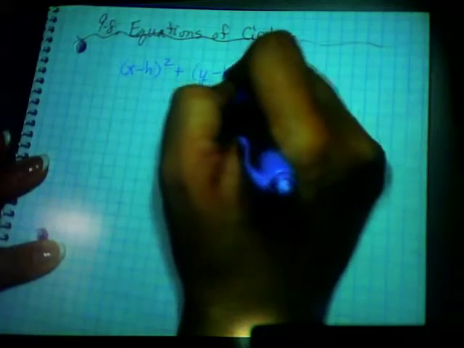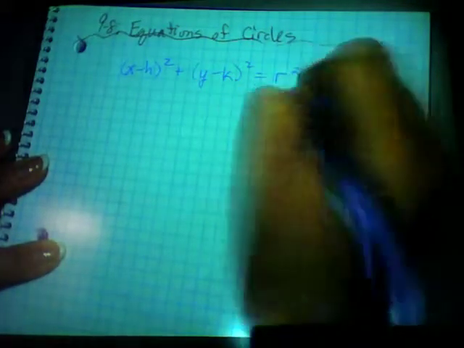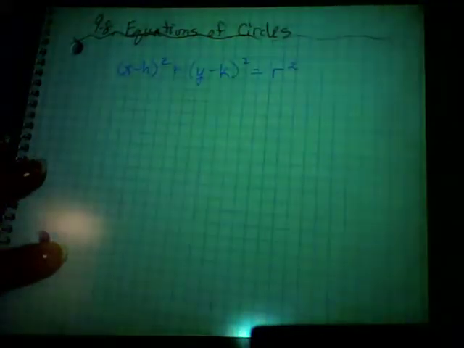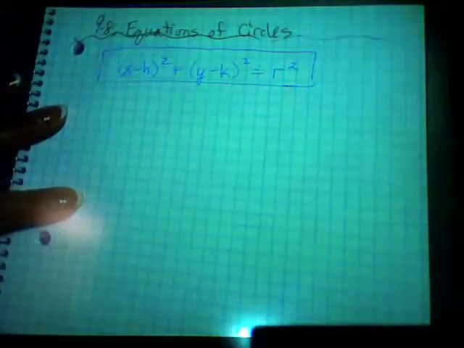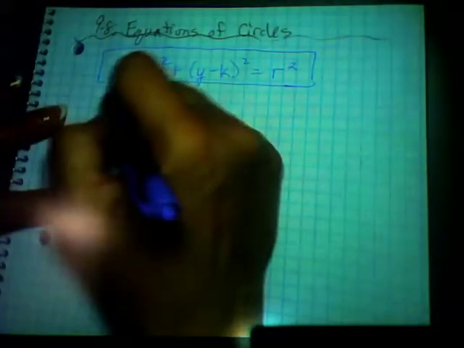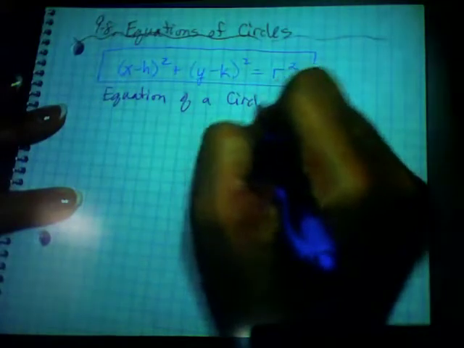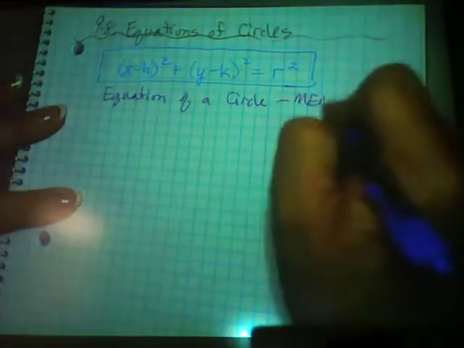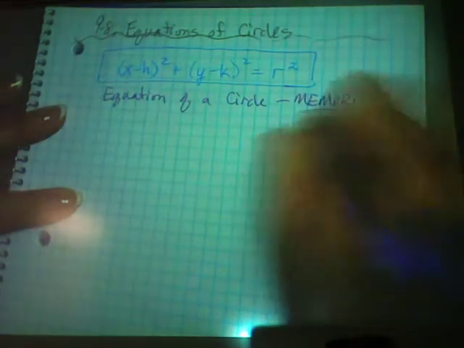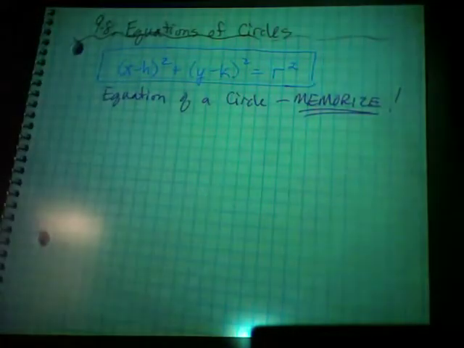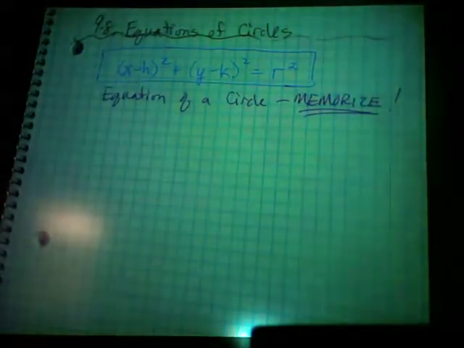Poor babies. All right, so here's what your circle formula looks like. (x - h)^2 + (y - k)^2 = r^2. This is your equation of a circle. You need to memorize it. I will not give it to you on the test.